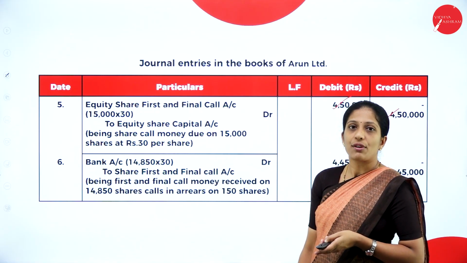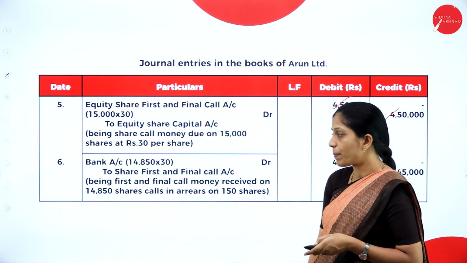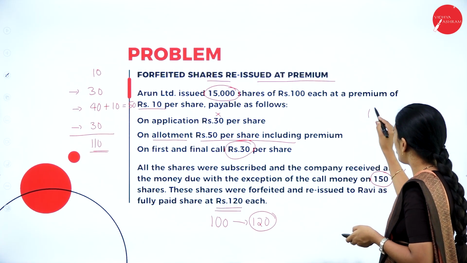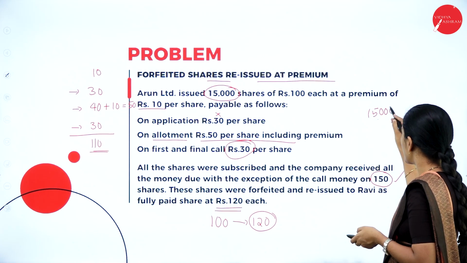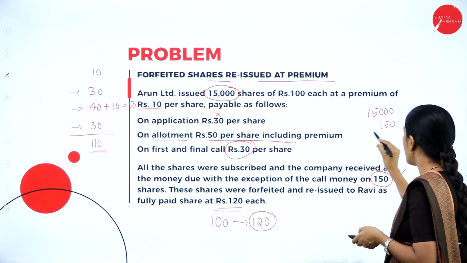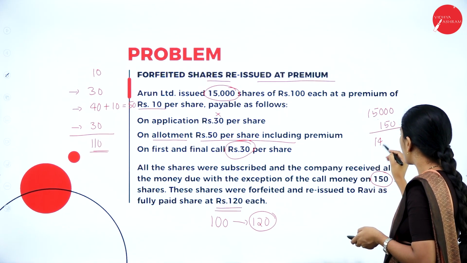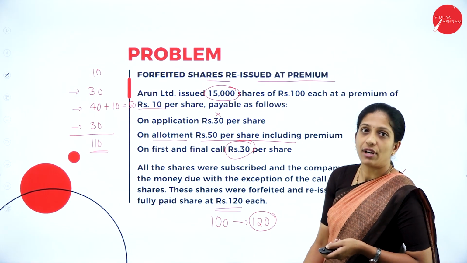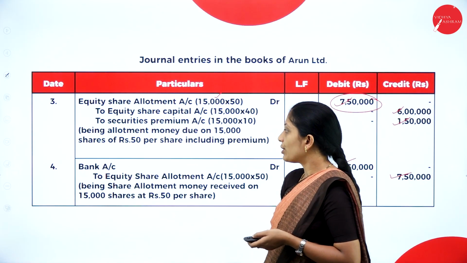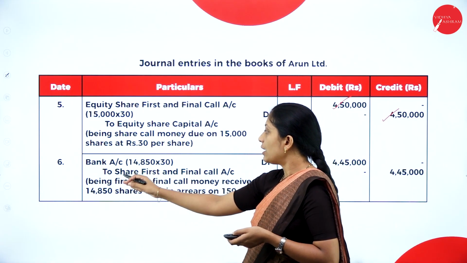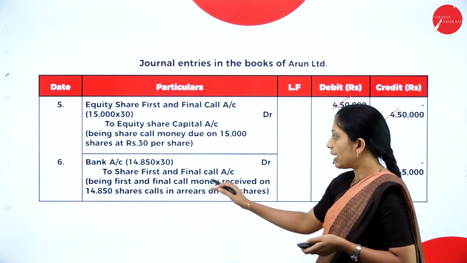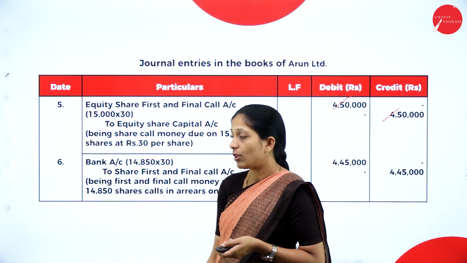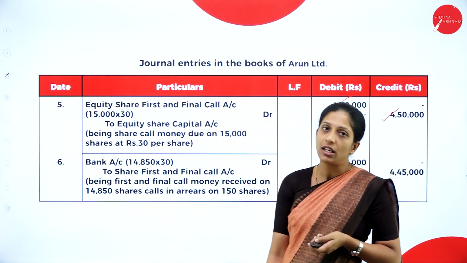Out of 15,000 shares, how many shareholders have not paid? 150. So out of 15,000 shareholders, 150 shareholders have not paid. So it will be 14,850 shareholders from whom we have received first and final call money. How do you write the amount? Bank account debit to share first and final call account. Your narration will be being first and final call money received on 14,850 shares.